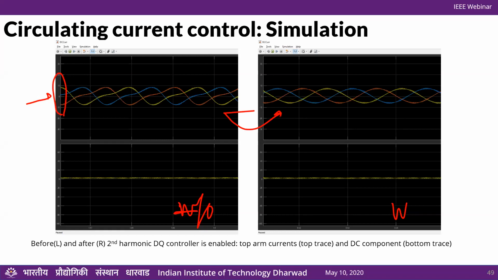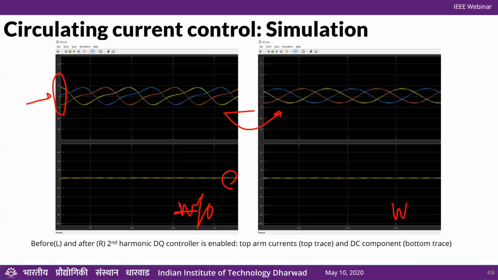you can see that the second harmonic is eliminated. In this particular system, of course, the size of the passives and all those things were designed such that this inherent second harmonic is not that high. It is still there, but you can see that in magnitude terms, it doesn't really affect the total current by that much. Of course, it leads to higher loss and many other issues, but it doesn't affect.